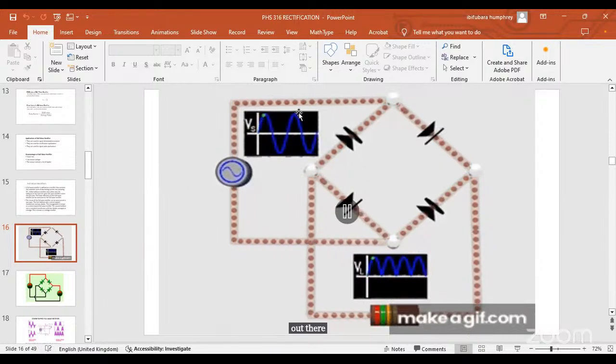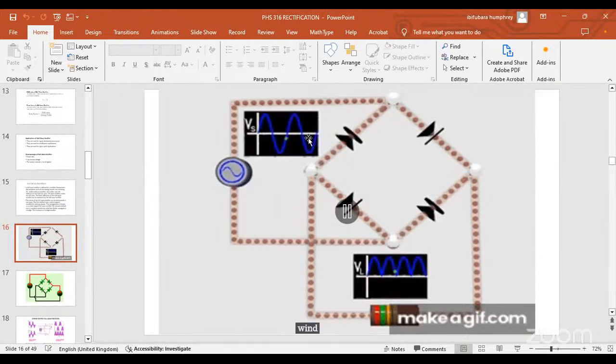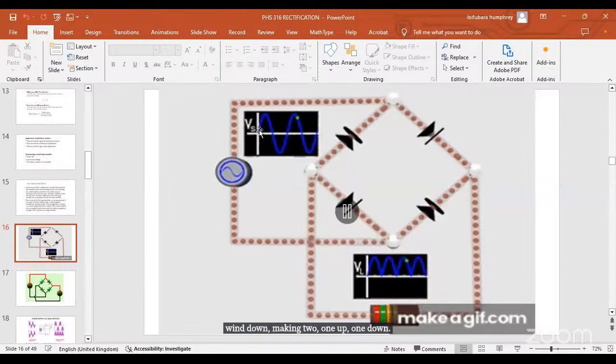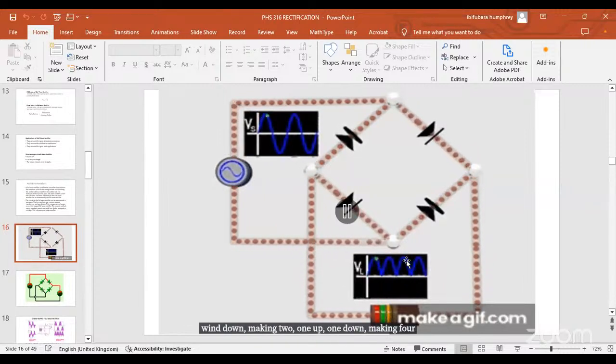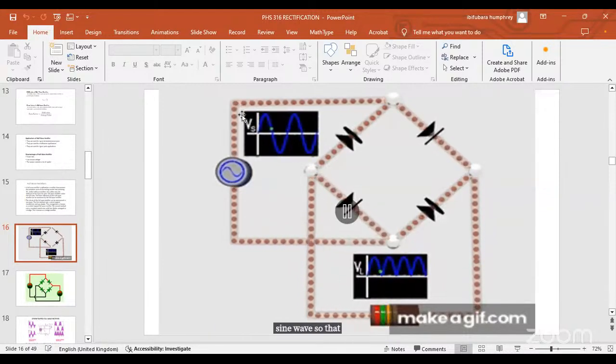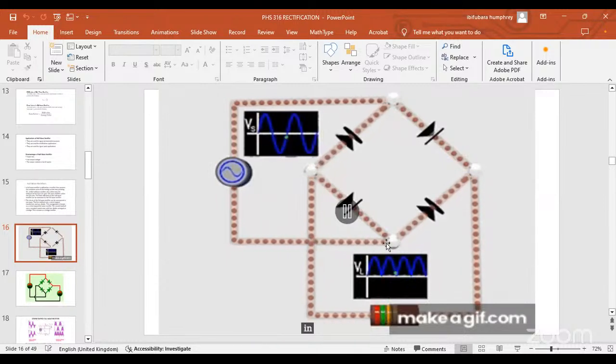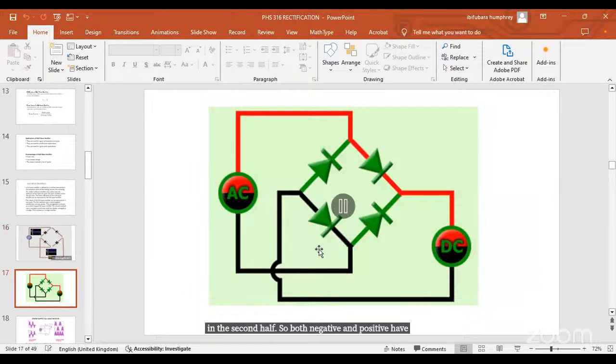So that's why you see 1 up, 1 down, making 2, 1 up, 1 down, making 4. 2 positive, 2 negative here in the input, but at the output you see them as 4 positive sine waves. So that is a full wave rectifier, in one half, then you see it go back again in the second half. So both negative and positive halves are utilized.